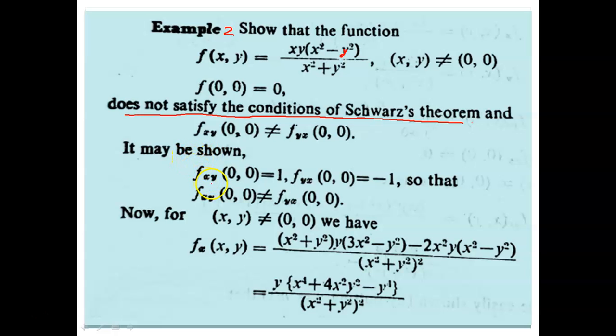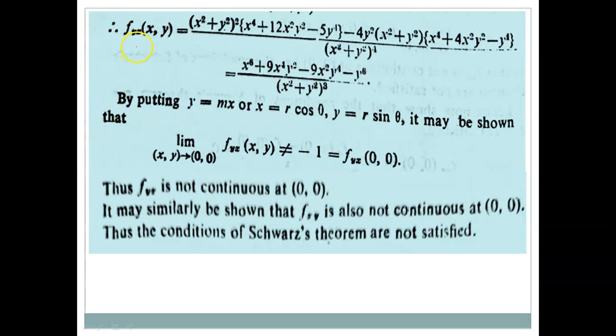As for the procedure, you know how to find fxy at (0,0) and fyx at (0,0), we can obtain it. It is a very simple calculation. We will obtain that fxy at (0,0) is 1 and fyx at (0,0) is minus 1. So definitely these two are not equal. Now let us check the condition of the Schwarz theorem. When (x,y) is non-zero, we have the first order partial derivative with respect to x, fx, and this is the expression. And then further we differentiate it with respect to y partially, and we get the value of fyx equal to this.